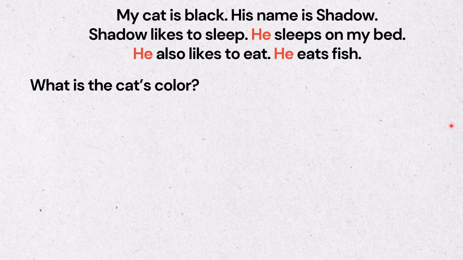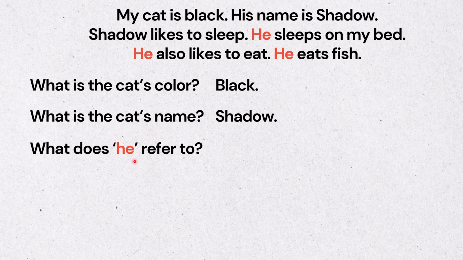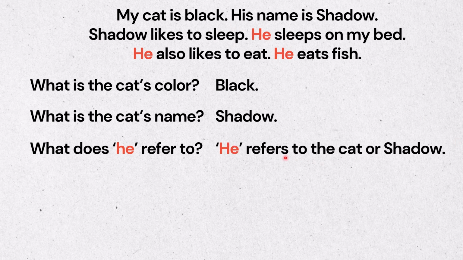My question to you, what is the cat's color? Black. What is the cat's name? Shadow. What does he refer to? Can you see there are three he in here? He sleeps. He also likes to eat. He eats fish. So he in here refers to the cat, or Shadow.